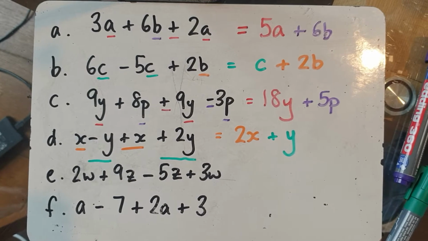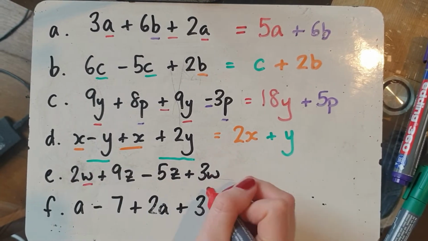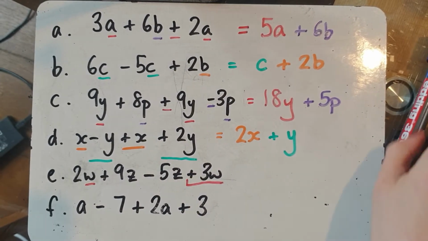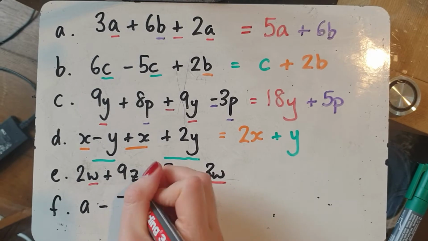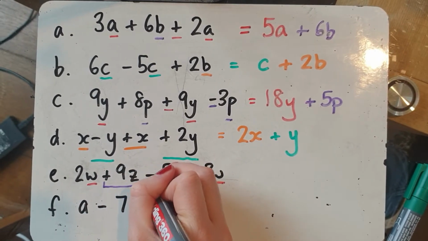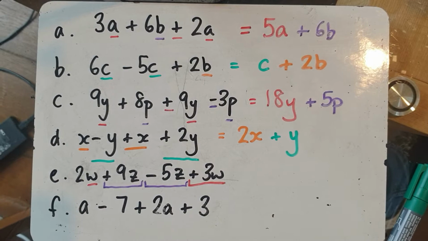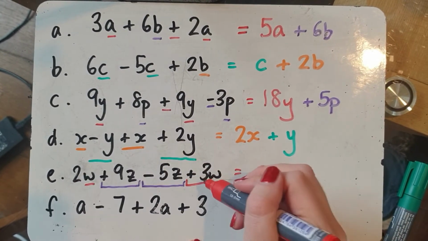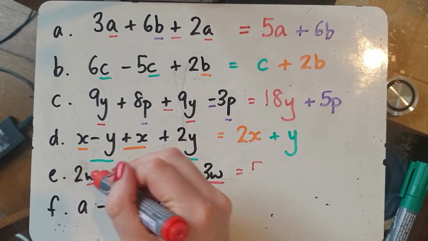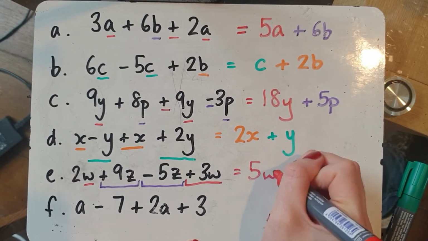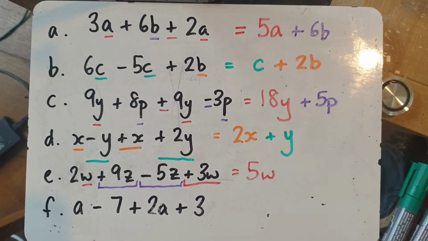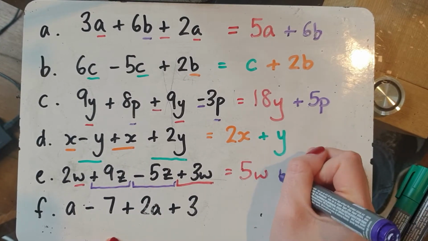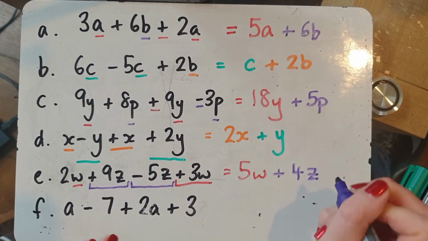For part E, I've got w, and that's a plus 3 here. And I've got plus 9z minus 5z. So when I simplify that by collecting like terms, I've got 2w plus 3w. And I've got positive 9z minus 5z, which gives me 4z overall.